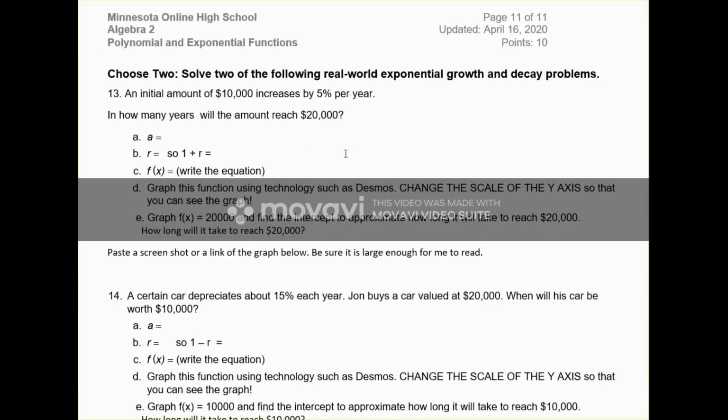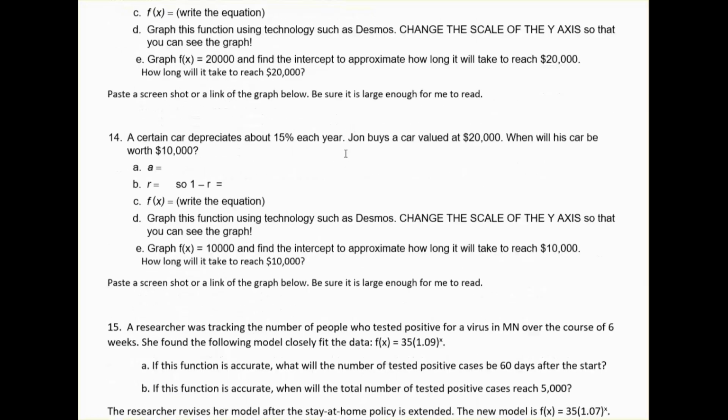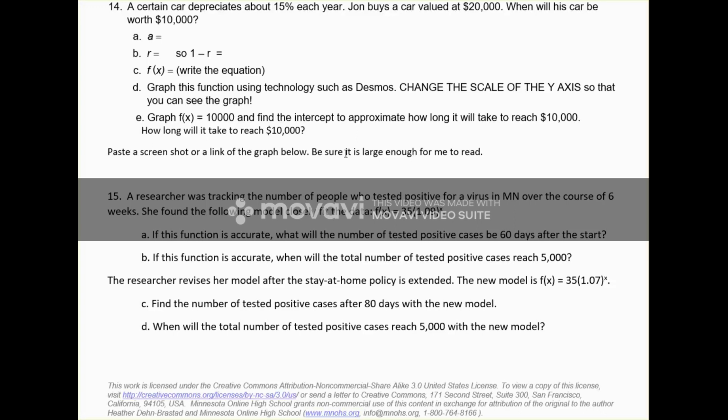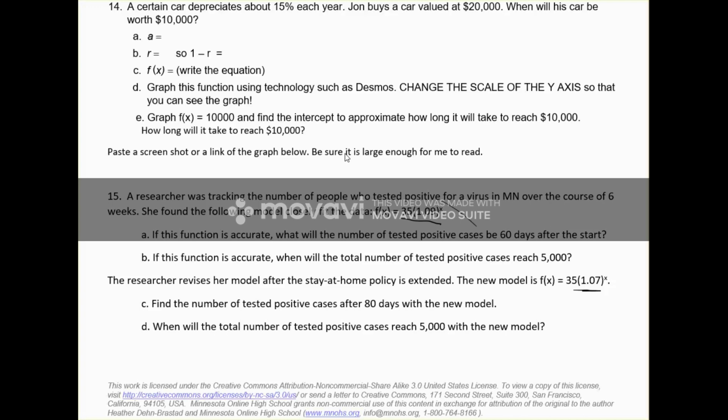You have 3 problems given to you, and you're going to pick 2 of them to solve. So the first 2 are very much like the example one. Number 15 is a little bit different, and it's based on something that's a little bit more current about a virus that is in Minnesota, and a researcher is tracking it. So there is an exponential model that's fitting the data, and then she revises her data and changes it slightly. So you're going to answer a couple questions about that, and then make sure to attach your graphs. You'll be making graphs of this, so do that so that we can check your work there.